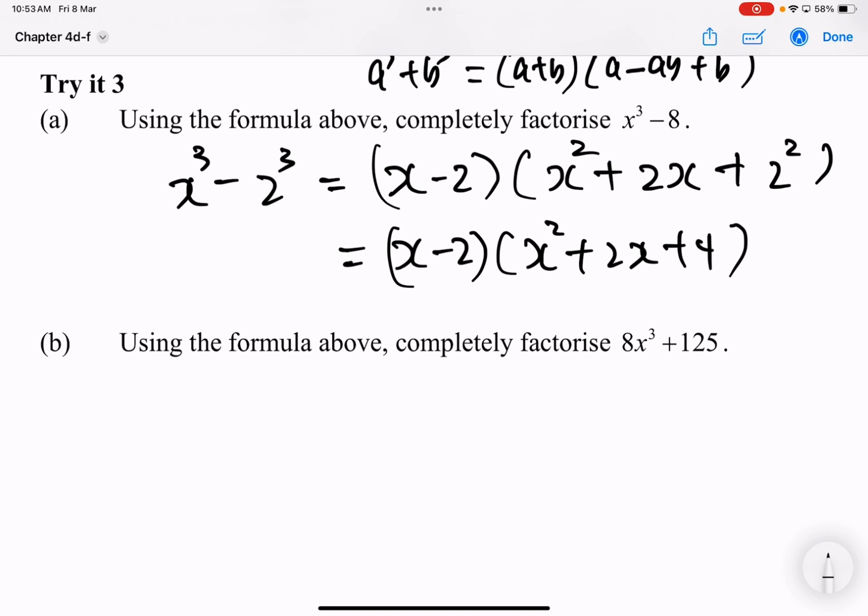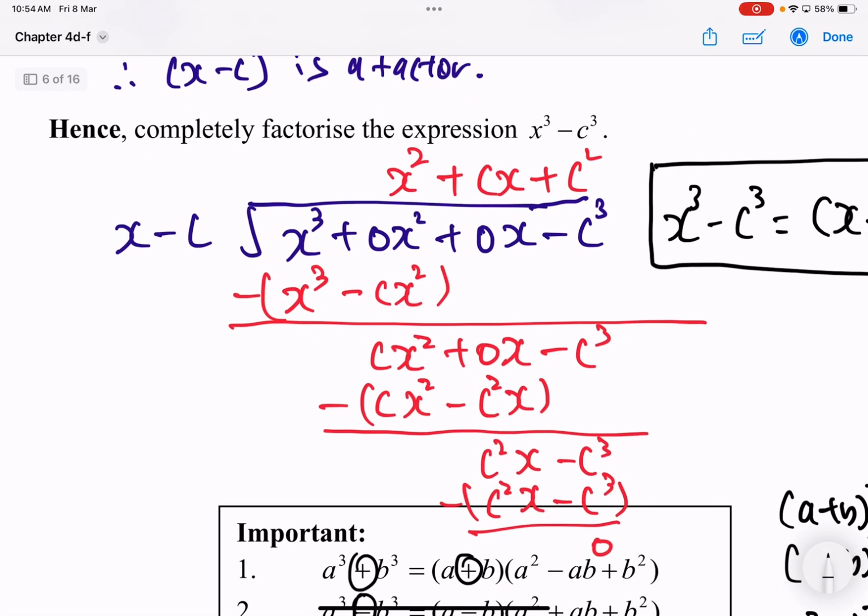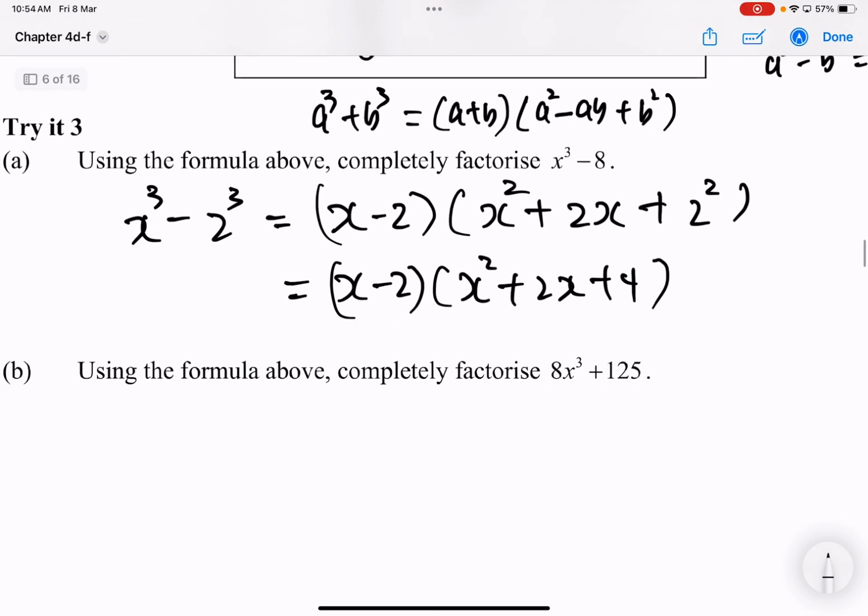You have to memorize this, ladies and gentlemen, because if you don't memorize, are you really going to do long division all the time? Some of you can't even do long division. So please memorize it.